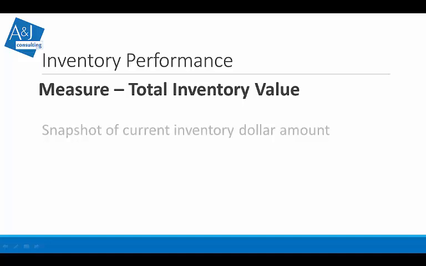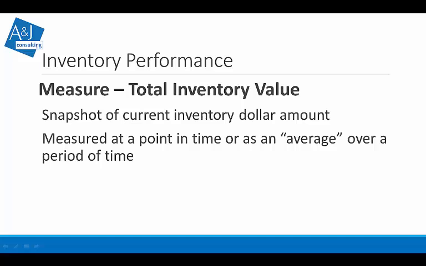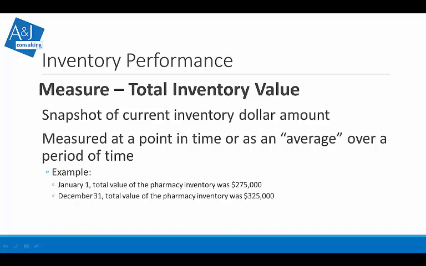The total inventory value is pretty straightforward. It's just a snapshot of the current inventory dollar amount, measured at a point in time, or maybe as an average over a period of time. An example would be: January 1, the total value of the pharmacy inventory was $275,000. On January 31st, the total value of the pharmacy inventory was $325,000. So for the year, the average value of the pharmacy inventory was $300,000. Pretty straightforward. Again, it's a snapshot of the dollar amount in your pharmacy.